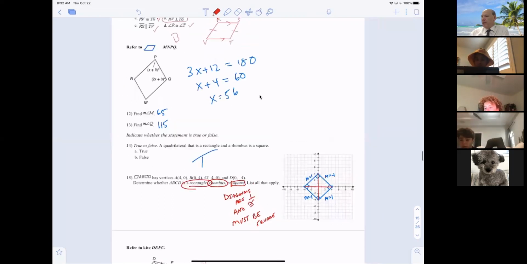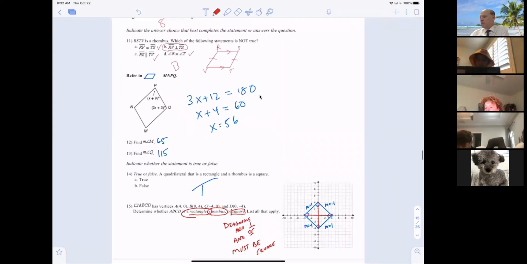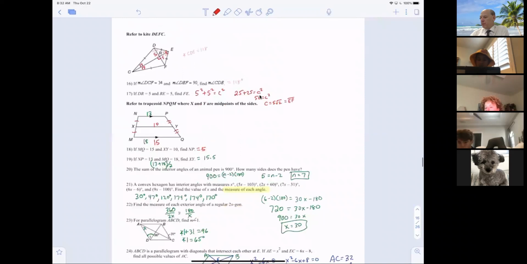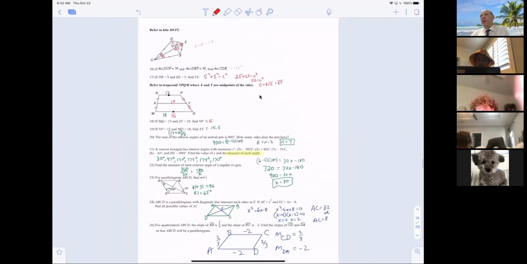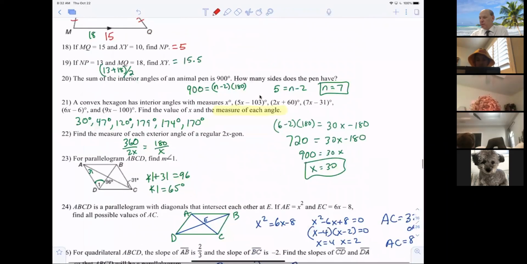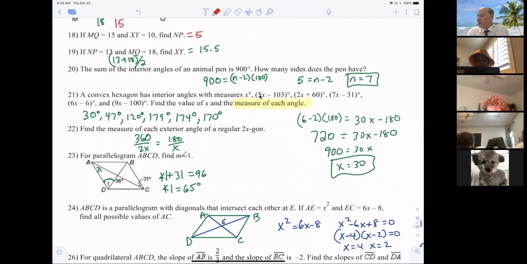Anybody else on this page? All right, here we go. 16 through 26. What do we got here? Let's look at 21. A convex hexagon has interior angles that measure blah, blah, blah. Find the value of x and the measure of each angle.